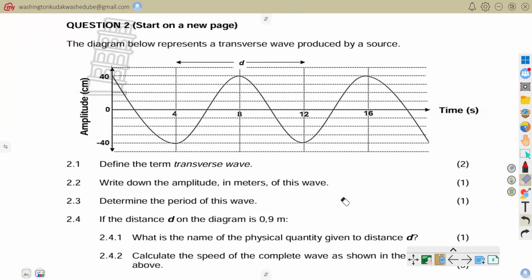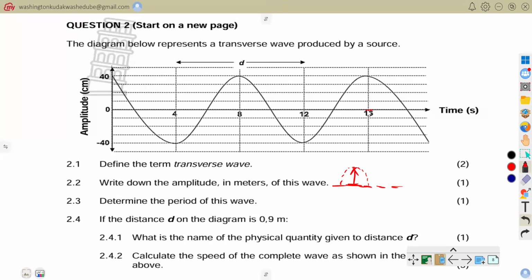So now, they were saying write down the amplitude in meters of the wave. Now, what is the amplitude of a wave? This is the total displacement from the position of rest, or from the equilibrium position. So the distance moved by the particles of the wave, that is to say the maximum displacement of the particles of the wave.